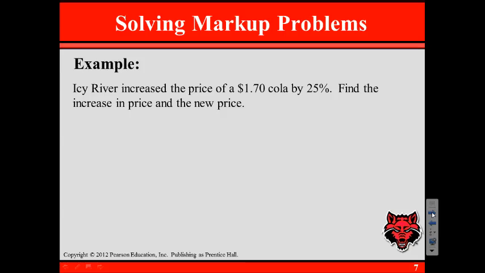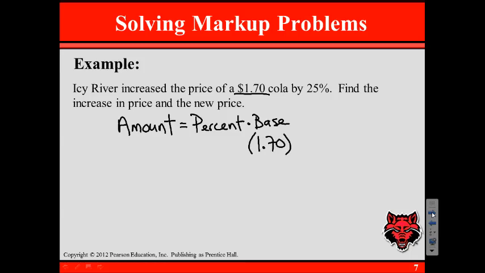We want to find first the increase in price. So the amount will equal the percent times the base. Well, what we are looking for, remember the base is the original. We know the original price. That's $1.70. The percent, the markup was 25% or 0.25. The amount, that's going to be the increase. We don't know that.